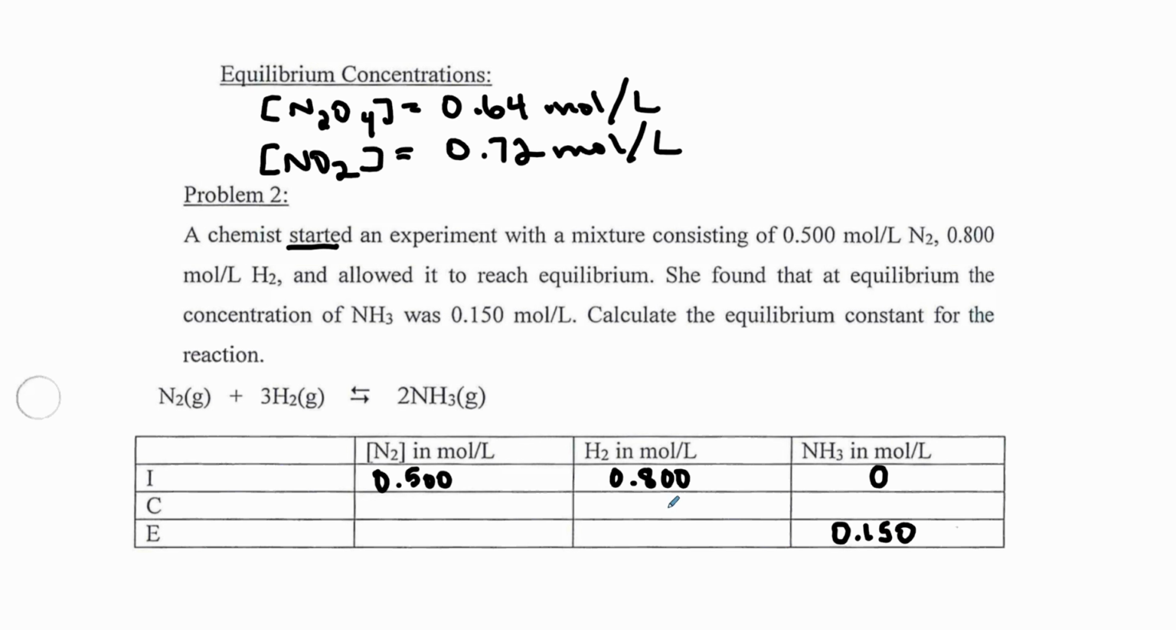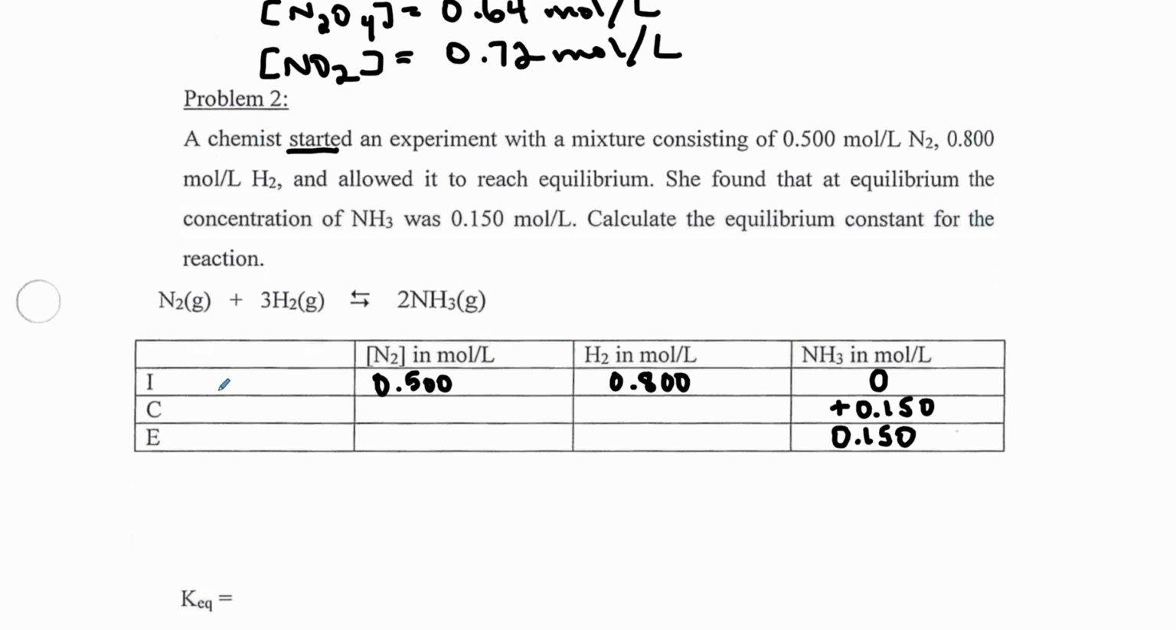Okay, so from here, we have enough information to calculate all the rest of these values and then calculate our KEQ. So here we can see very simply that to go from 0 to 0.15, it's a positive change of 0.150. So let's use that to help us fill in the rest of the chart. So let's say the change in concentration of NH3 is 0.150, and we're going to use our mole ratio.